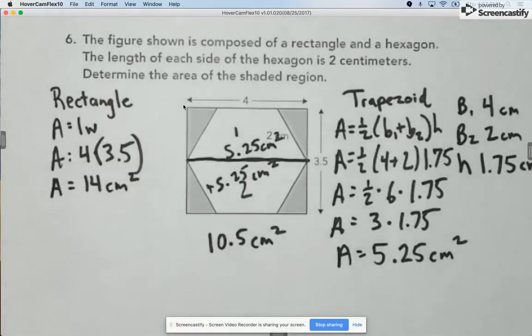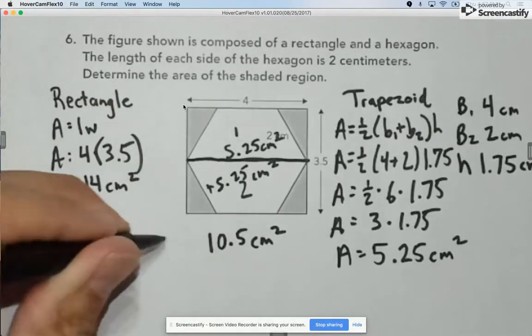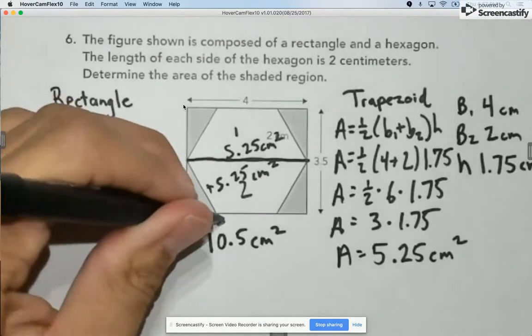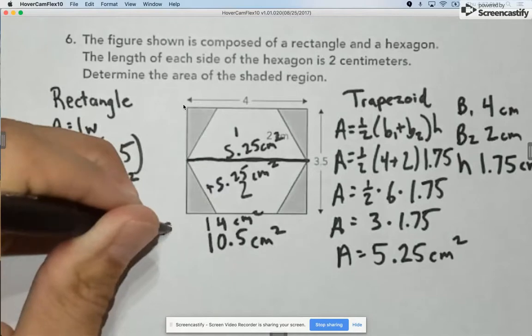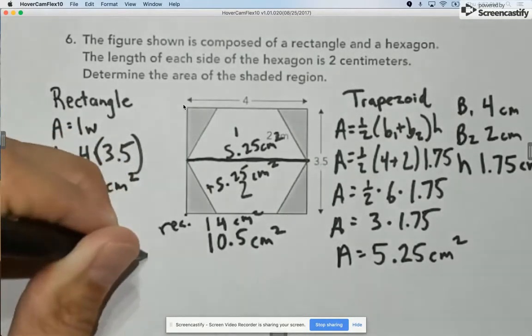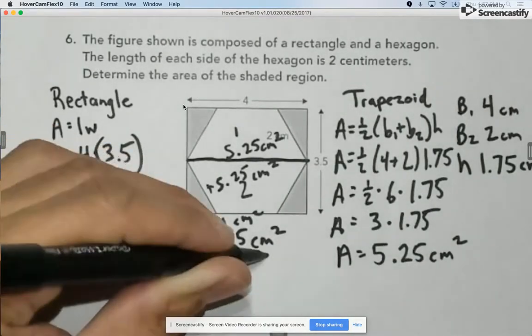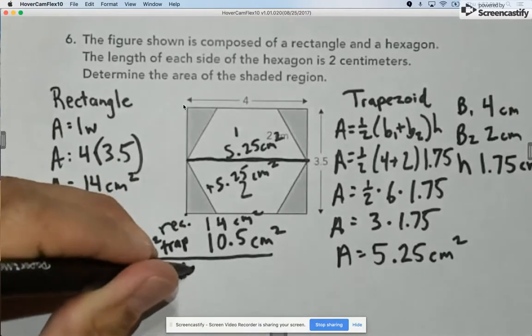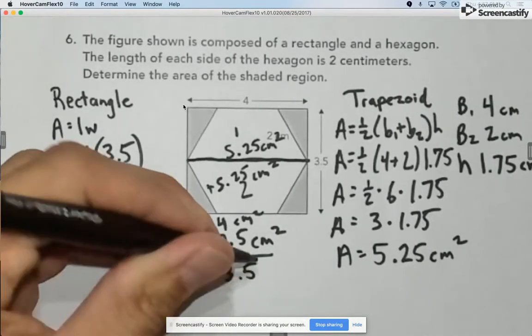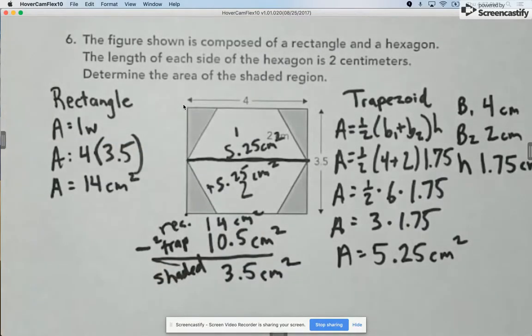And so I would take my whole rectangle, minus my 2 trapezoids, and that is going to equal the shaded region, which is going to be 3.5 centimeters squared. Okay, and that is one way to solve this problem. You could probably figure out the area of each of the triangles and either add them together or whatever to get that. So this is just one way to do that, and that is that.